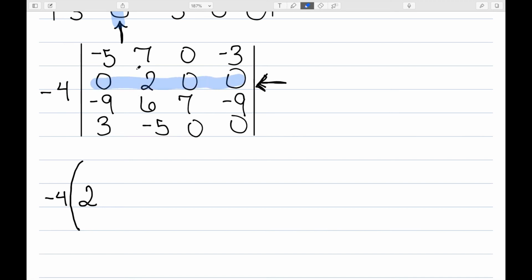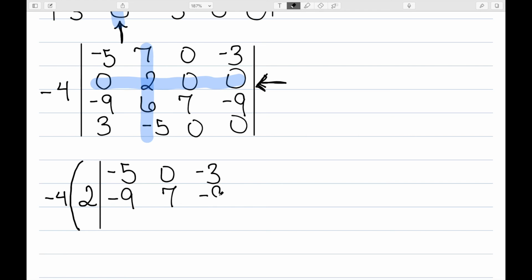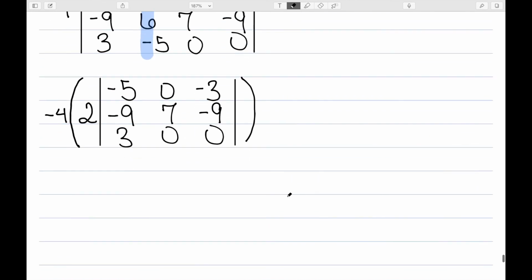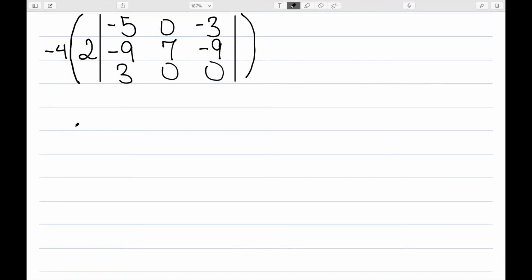I then delete that row and that column, and I take the determinant of what's left: -5, 0, -3, -9, 7, -9, and 3, 0, 0. So once again, we're getting better and better. If we scroll down a little more, we now know this number out front is going to be -8, for 4 times 2.